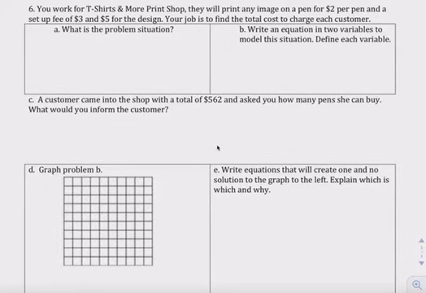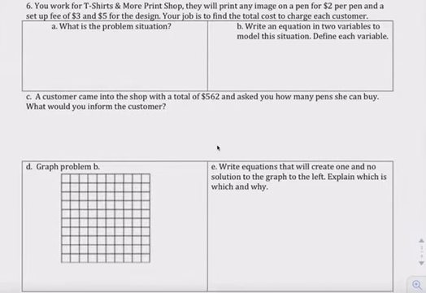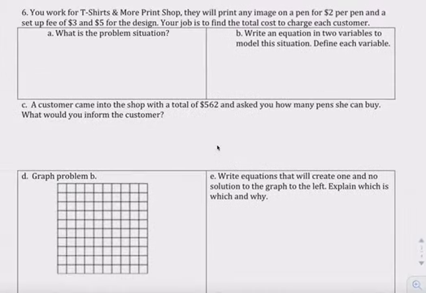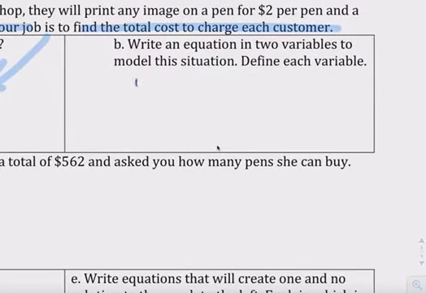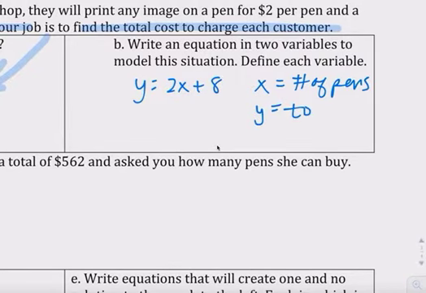Here, most of you should get this. What is the problem situation? The problem situation is your job is to find the total cost to charge each customer. Write an equation with 2 variables. You get y equals 2x plus 8, where x equals the number of pens, and y equals the total cost.